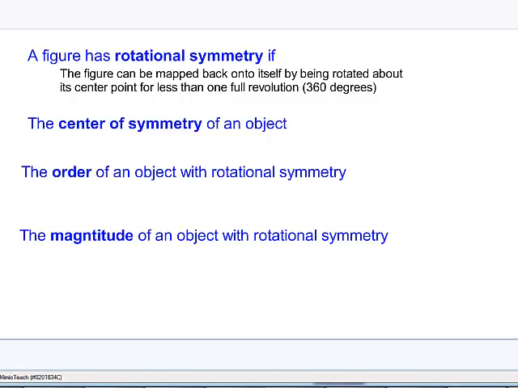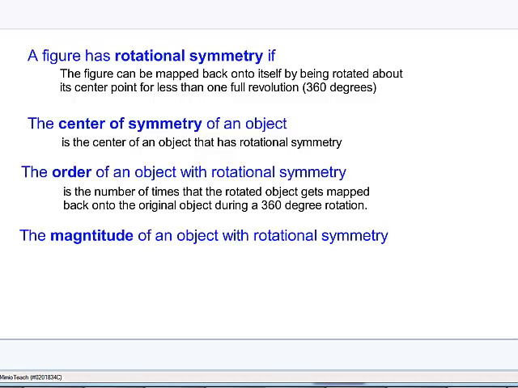The center of symmetry of an object is simply the center of any object that has rotational symmetry. If an object doesn't have rotational symmetry, there won't be a center of symmetry. The order of an object with rotational symmetry is simply the number of times that the rotated object gets mapped back onto the original object during a revolution, during a 360-degree rotation. On the example we just saw, the order for that object would have been 6, because 6 times during the process of rotating it 360 degrees, the original image lined up with the rotated image.